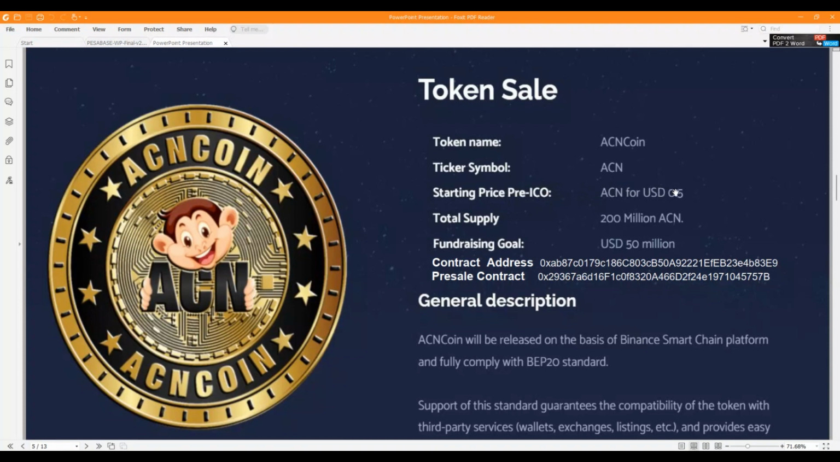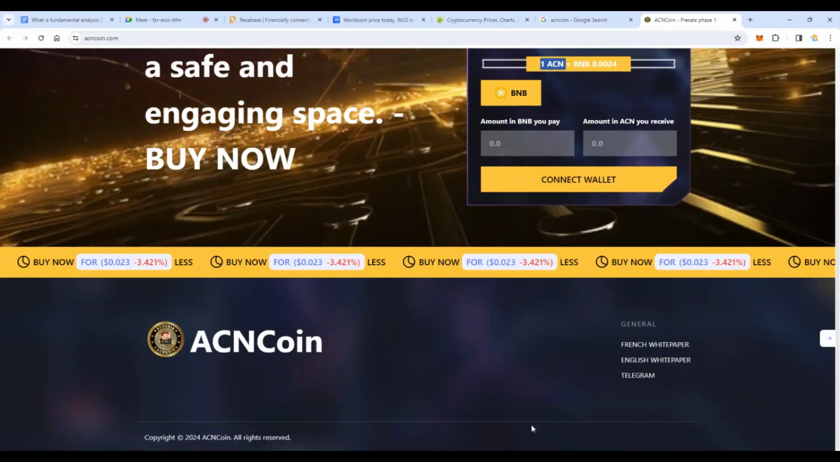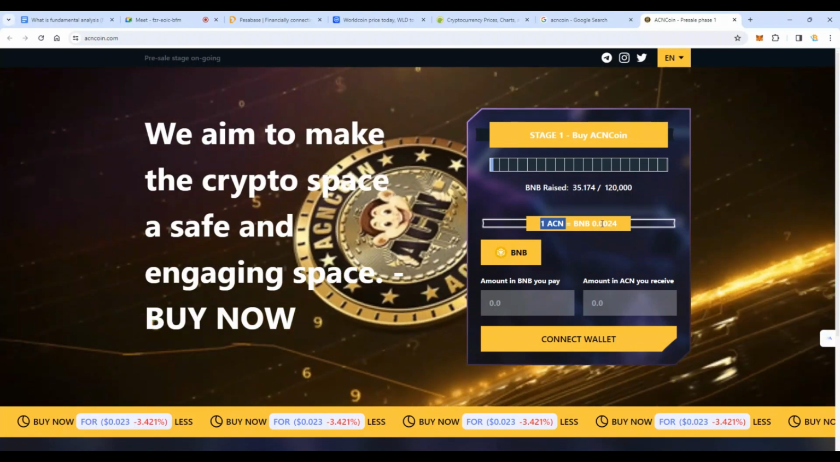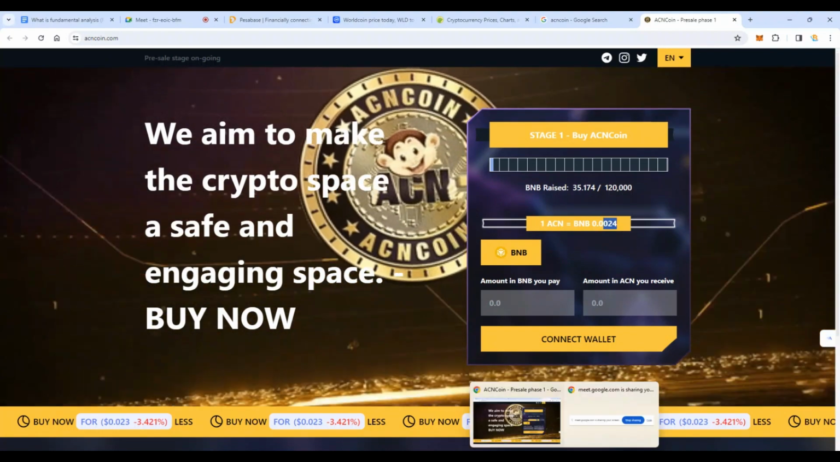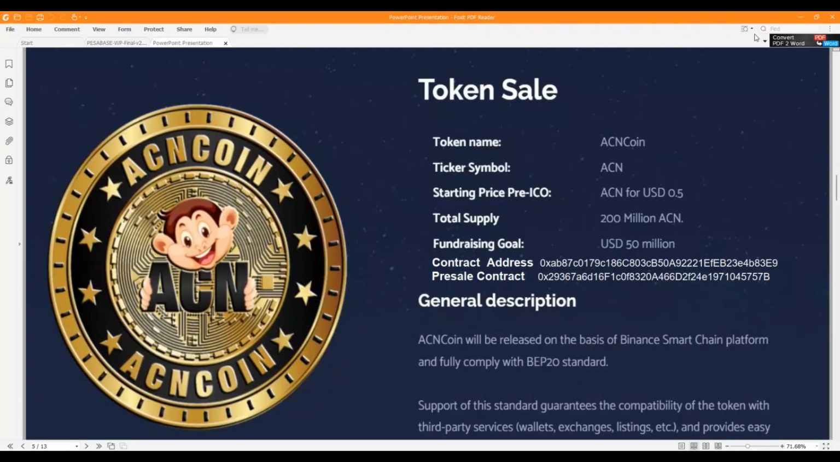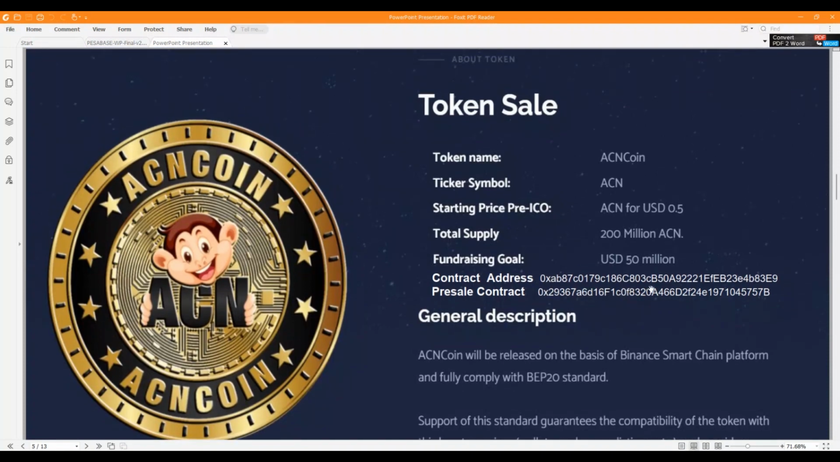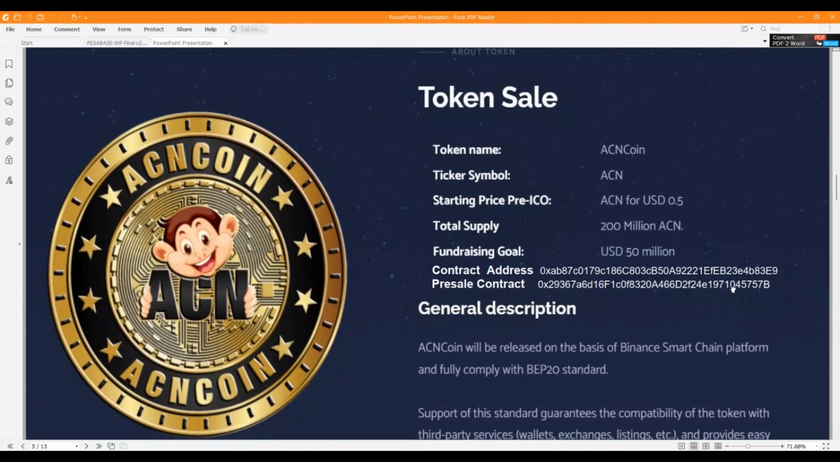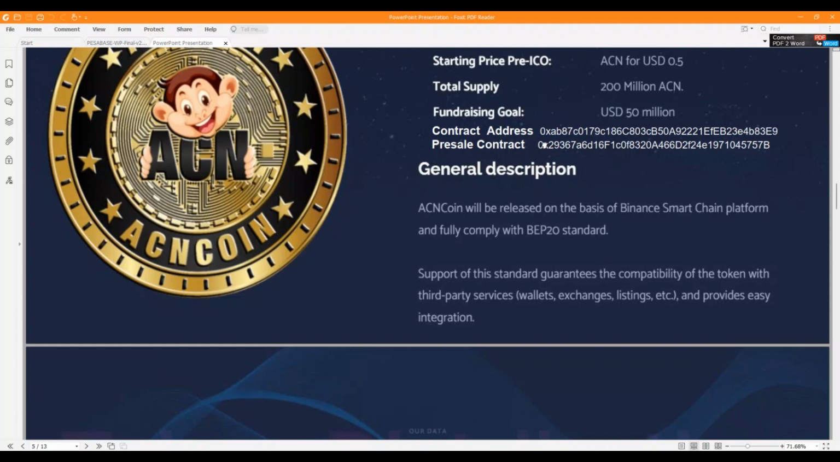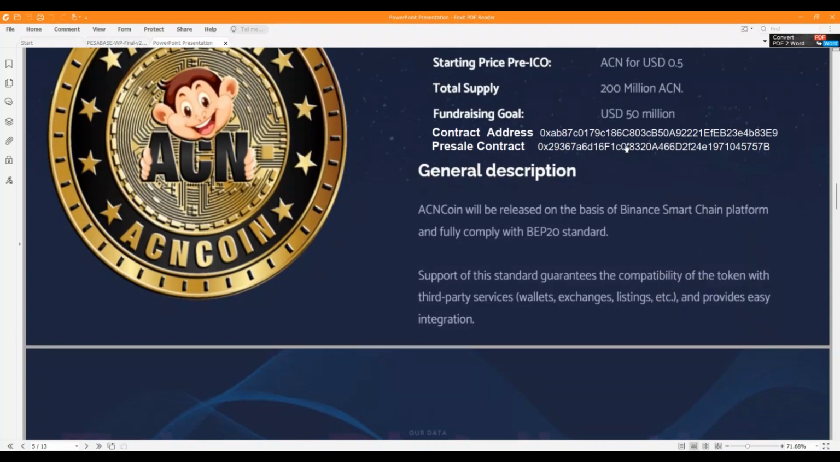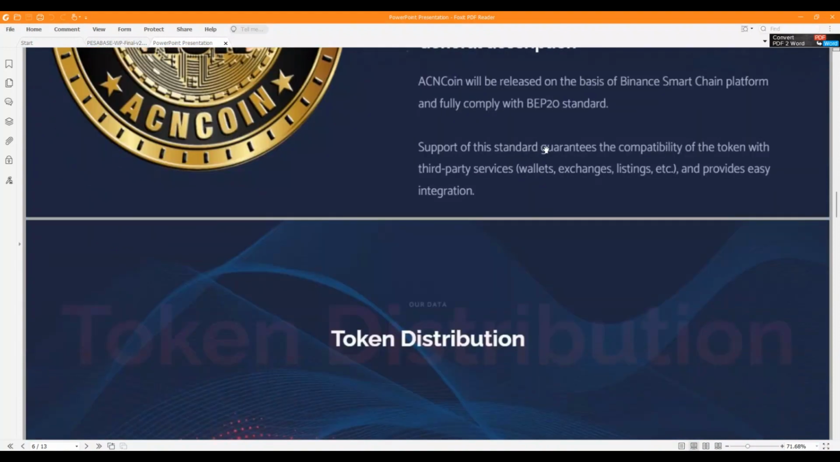The starting price of the ICO is 0.05 USD, which I'm assuming is equivalent to 0.0024 BNB, okay? Apart from that, the total supply is 200 million ACN coins and fundraising is 50 million US dollars. Now, here is the contract address and here is the pre-sale contract address, which I want us to copy. I wish I could copy this. This looks like a photo. And I wanted to show you something.